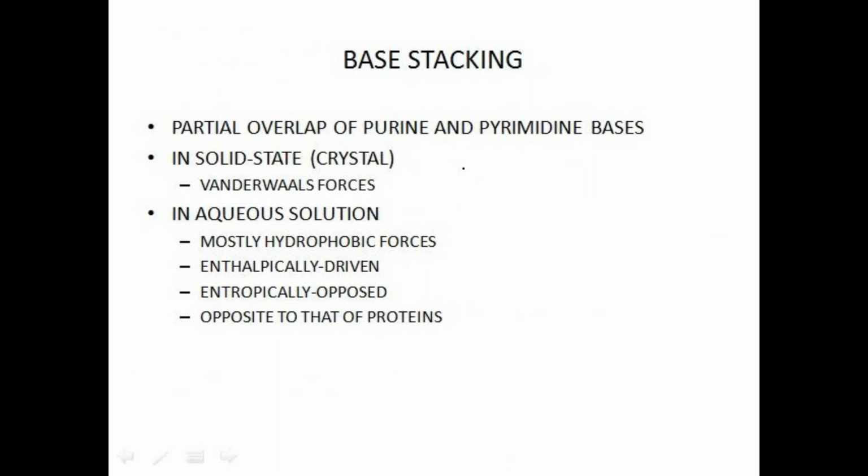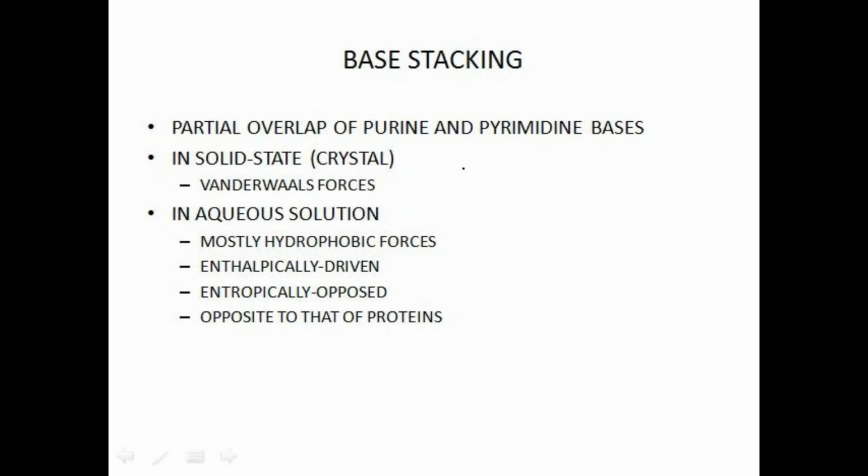The number of base pairs that fit into the helical structure is determined by base stacking. That means the overlap between purine and pyrimidine bases, maintained by different types of forces. In the solid state, these are mainly van der Waals forces, responsible for the overlapping of purine and pyrimidine. Yeah, good, Asha. That is called base stacking. In aqueous solution, mainly hydrophobic forces, enthalpically driven and entropically opposed, opposite to that of proteins, are responsible for base stacking.